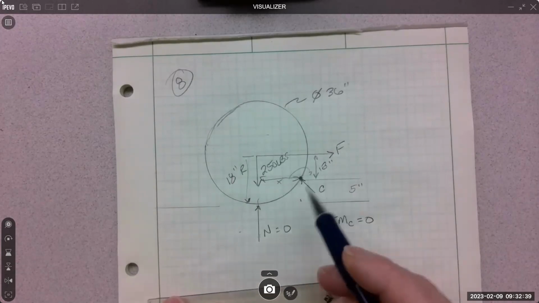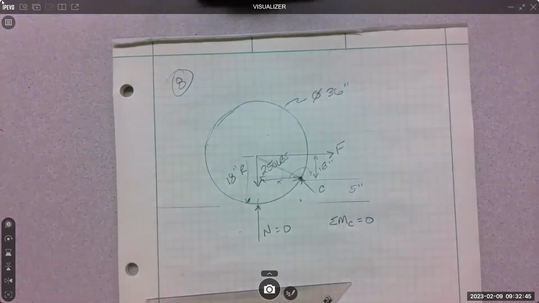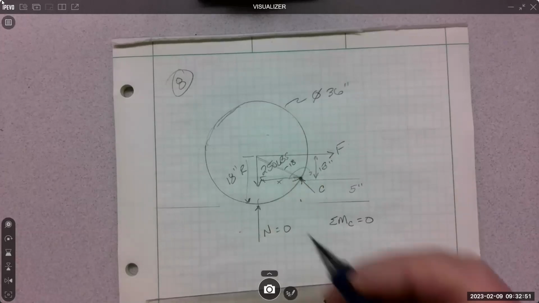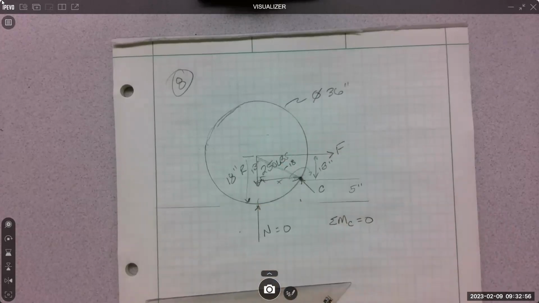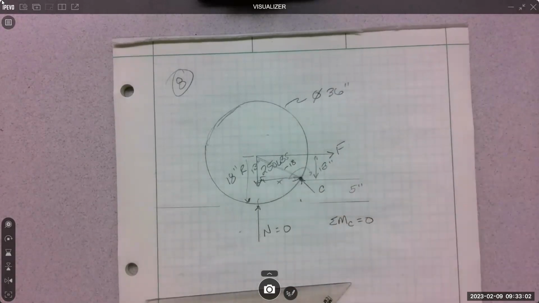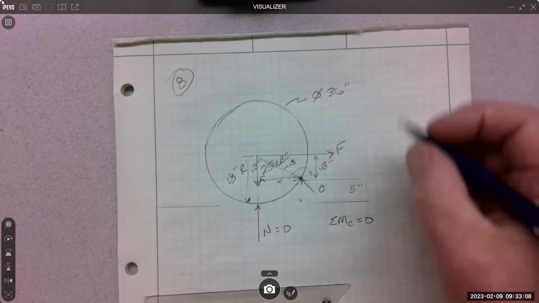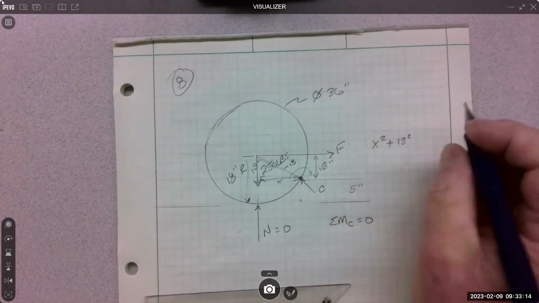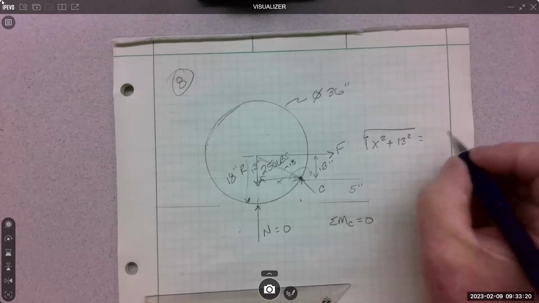So I can trig this out, can't I? If I know this is 18 inches, that's the radius, right? And don't I know this distance from here to here is 13? So I should be able to get this X distance. Correct? How am I going to do it? I know I could use Pythagorean theorem. That would be the square root of X squared plus 13 squared equals 18.